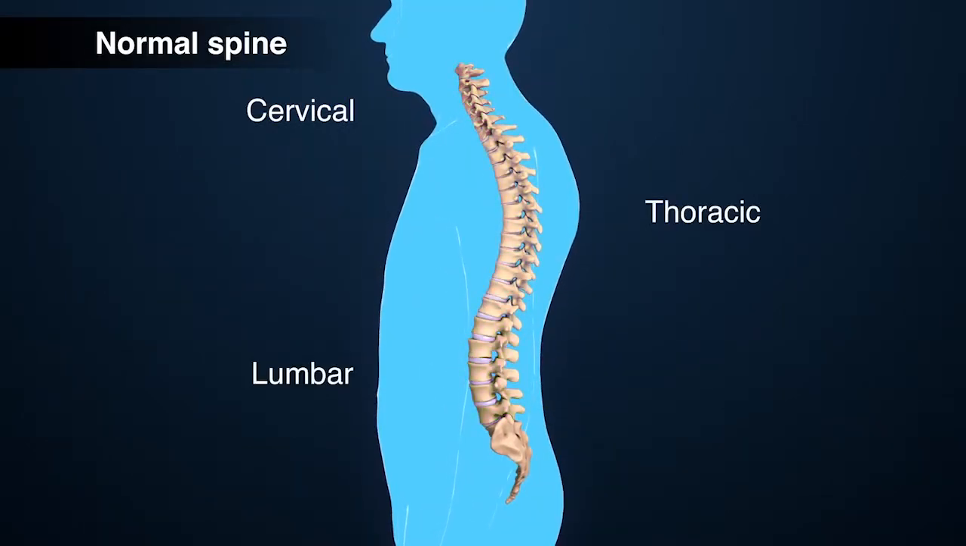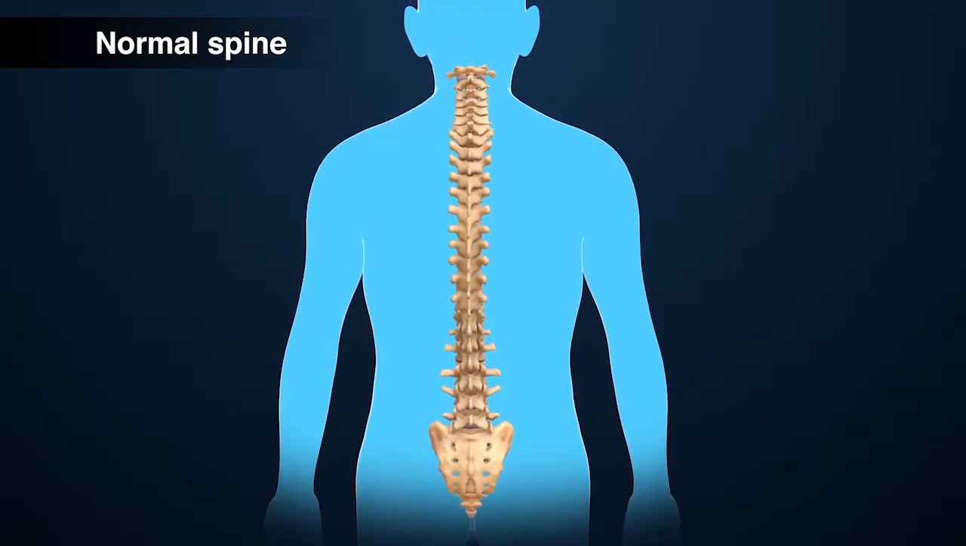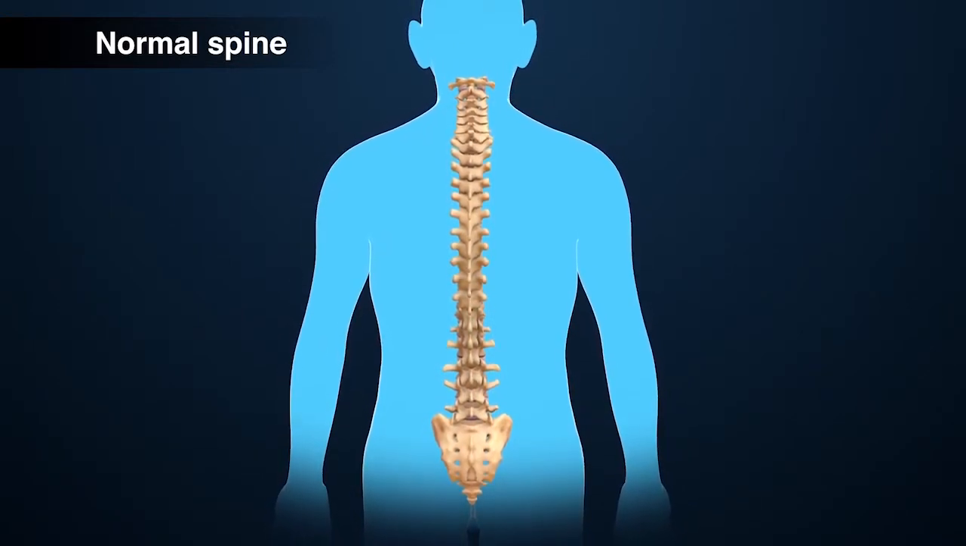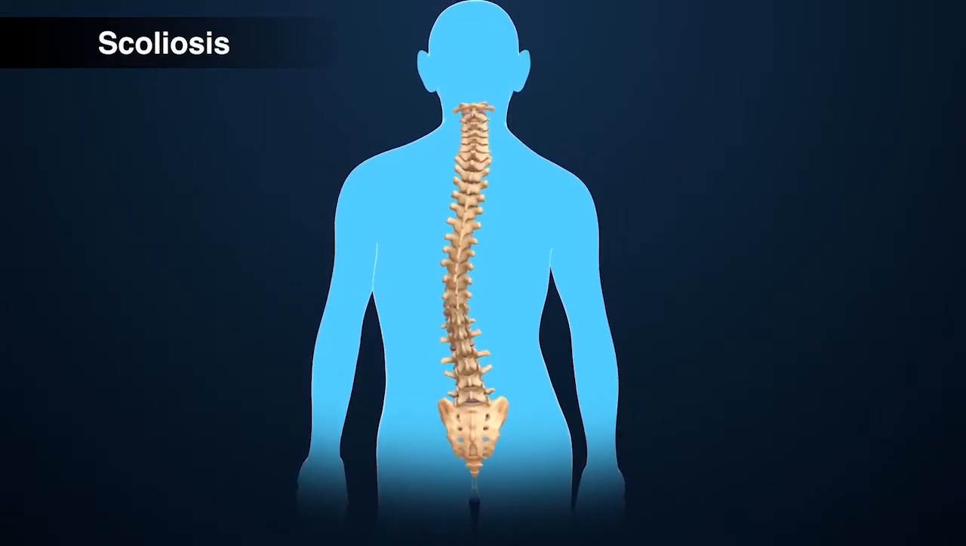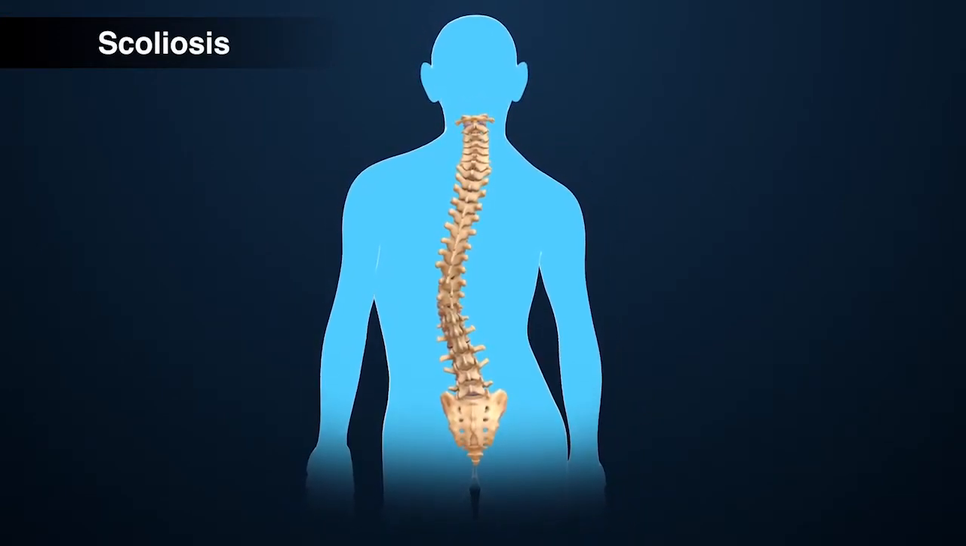Looking at it from the side, the spine normally has three curves: a C-shaped curve in the cervical spine, a reverse C-shaped curve in the thoracic spine, and another C in the lumbar spine. Viewed from behind, the spine should appear to be completely straight up and down. Scoliosis is a condition where the spine has an abnormal side-to-side curve.